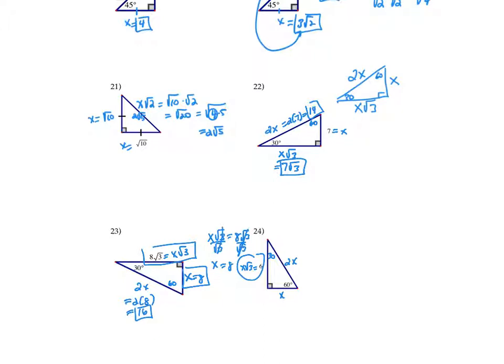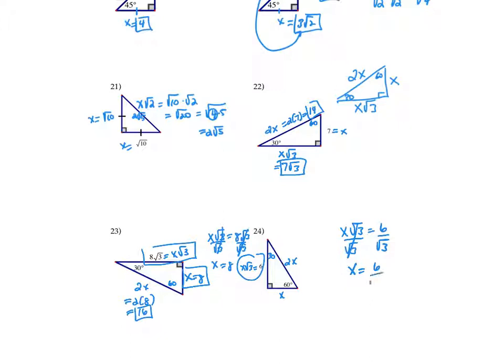Our side that's opposite 60 degrees, we always hope that it has the square root of 3 on it already for us, because then it would be easy to solve for x. This is going to make it a little more interesting. So if x square root of 3 is equal to 6, all we need to do is divide by the square root of 3, and then rationalize.